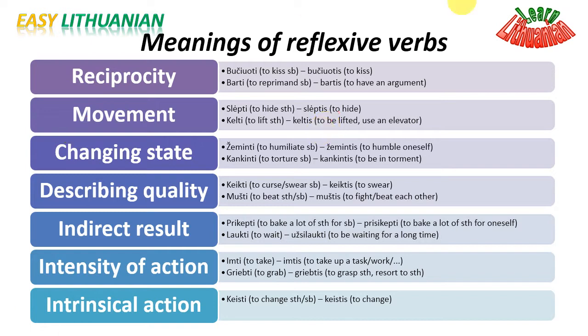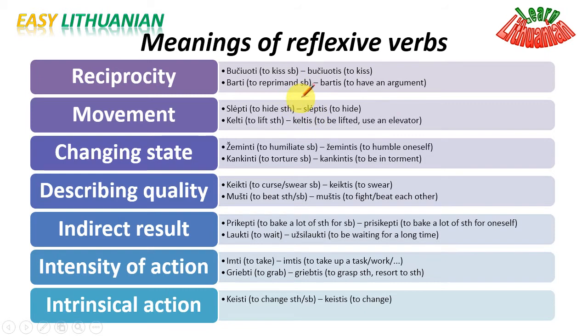So sometimes the reflexive particle can give, well, you cannot be sure what meaning it gives, but sometimes it can give the meaning of a movement. Slėptis means to hide, and keltis means to be lifted. There is movement happening. Kelti means you give the movement for something, and keltis means the movement is happening to you. Those meanings are slightly different. So again, there are no objects for these reflexive verbs. You cannot use any objects with those kind of verbs.